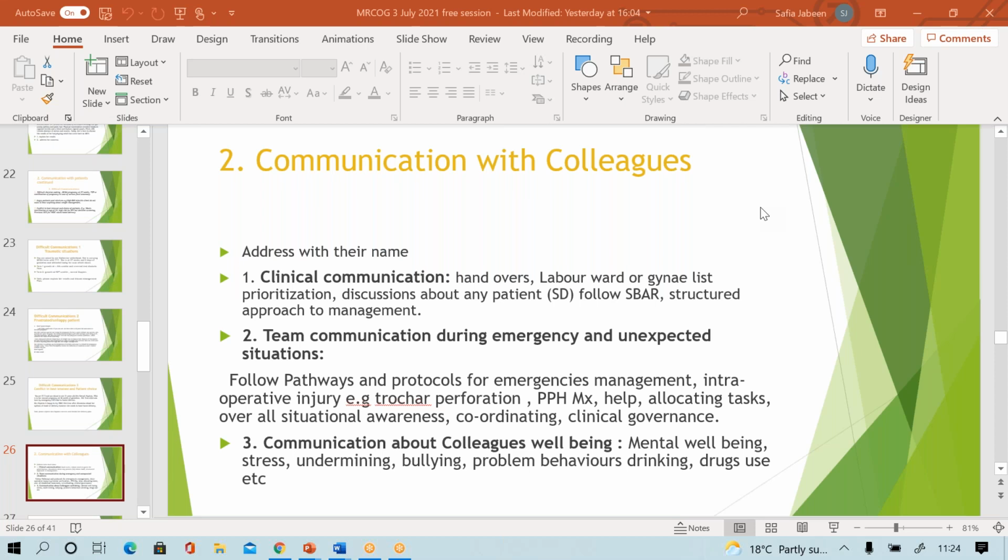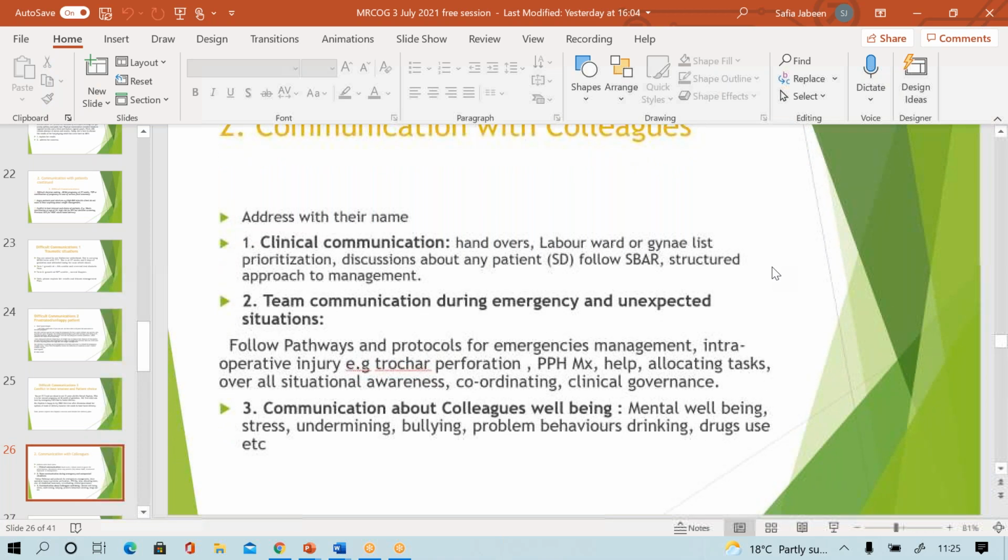Then sometimes we talk to our other colleagues because we want a second opinion, or we come across a patient and we're not very clear what we should really do, and how we should approach. That usually appears as a structured discussion station. So we will just briefly go through that.